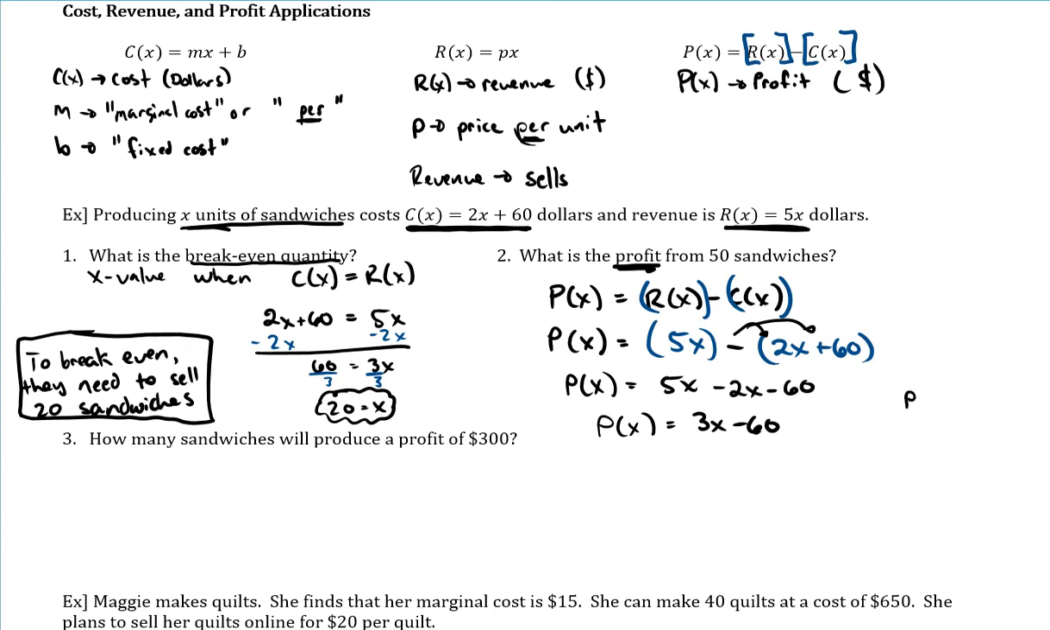And one thing I would say to quickly check is to plug 0 in to see if it makes sense. If you do plug 0 in, it's negative 60. And that makes sense. This is telling us if you sell 0 sandwiches, then you just lost $60 because you produced $60 worth of sandwiches, and then they're just sitting around doing nothing. Okay, so that seems to make sense.